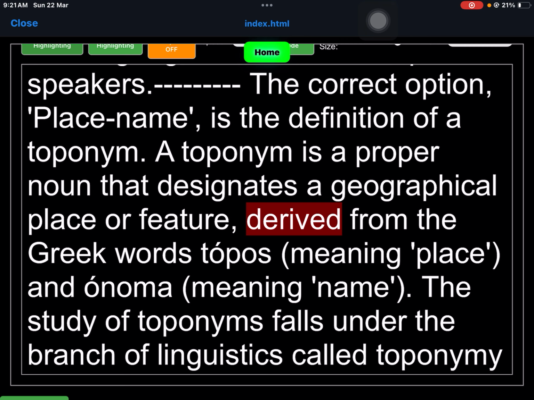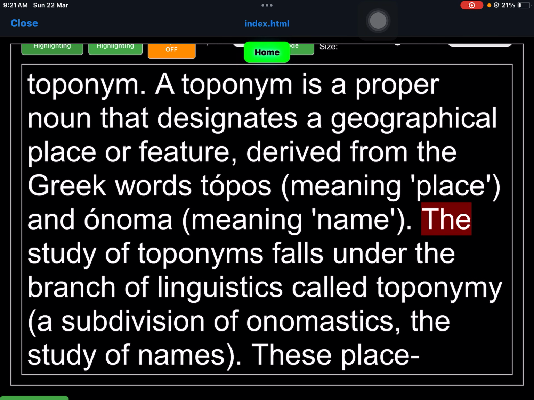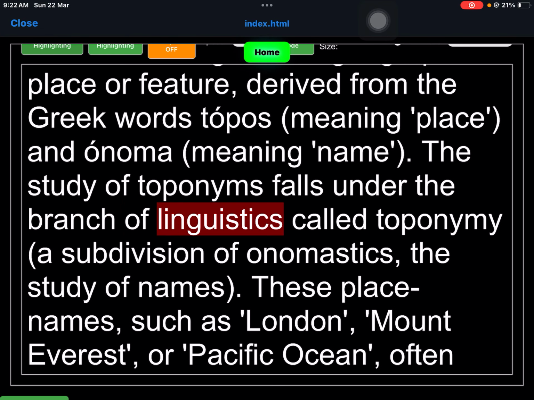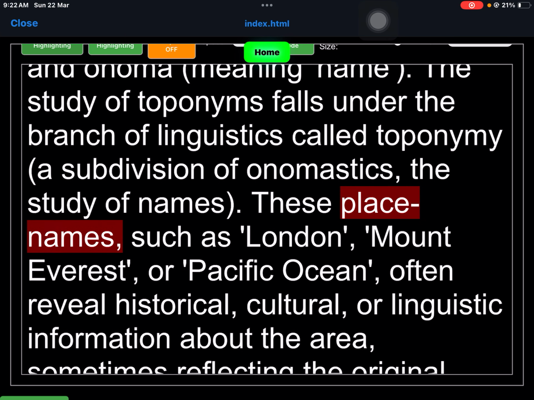The correct option, place name, is the definition of a toponym. A toponym is a proper noun that designates a geographical place or feature, derived from the Greek word topos, meaning place, and onoma, meaning name. The study of toponyms falls under the branch of linguistics called toponymy, a subdivision of onomastics, the study of names.